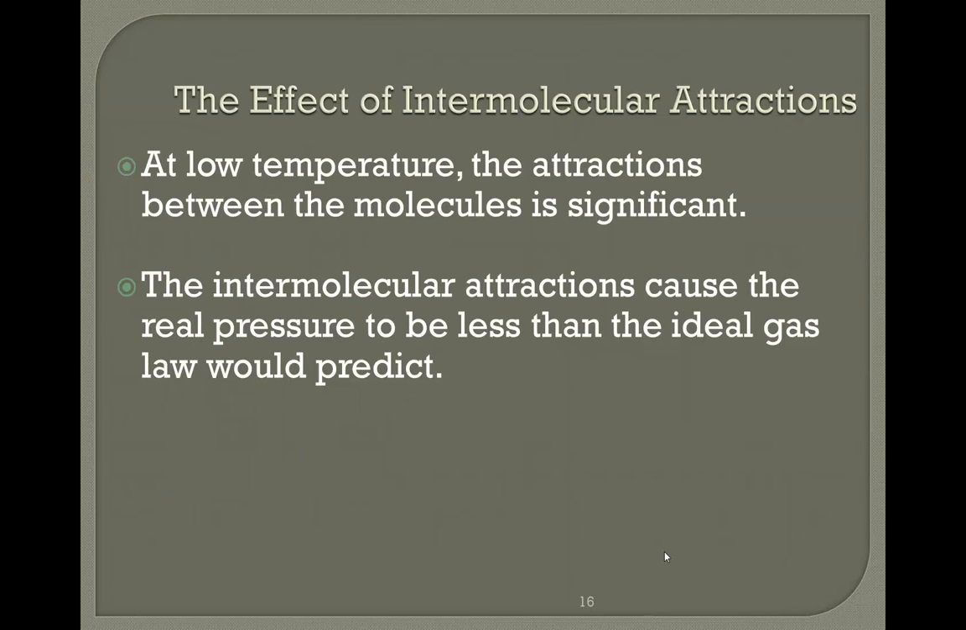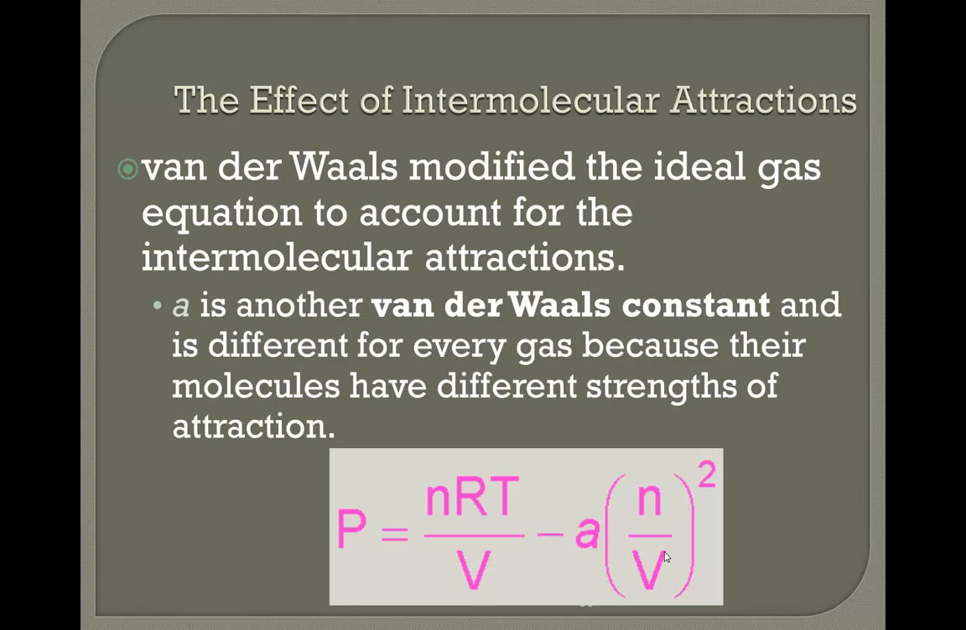At low temperature, the attractions between the molecules are more significant. The intermolecular attractions cause the real pressure to be less than the ideal gas law would predict. So van der Waals accounted for this as well with his modification of the ideal gas law. Once again, PV equals nRT right here, but look, he accounted for the pressure here with this a, which is another van der Waals constant, and is different for every gas because their molecules have different strengths of attraction. n is still the moles, and V is still the volume.